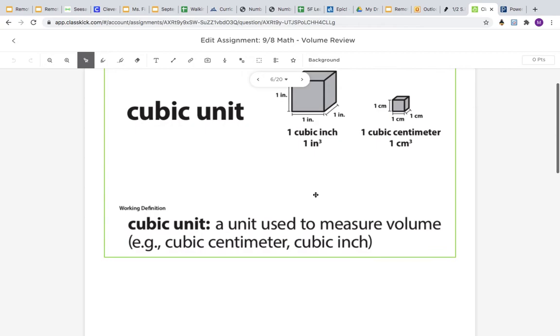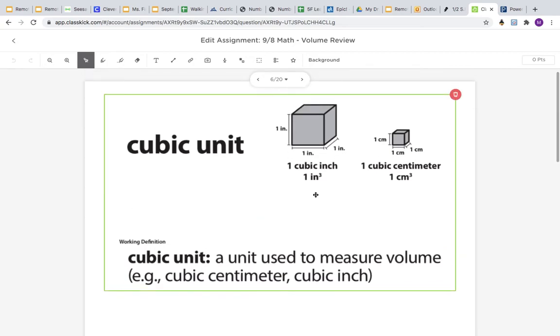A cubic unit is used to measure volume. Okay, so this could be a cubic inch or a cubic centimeter. It depends on what the measurement is.